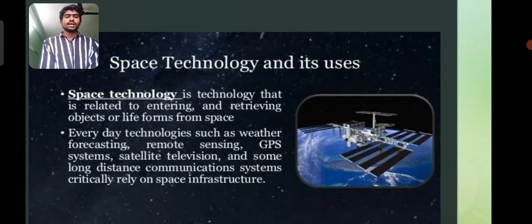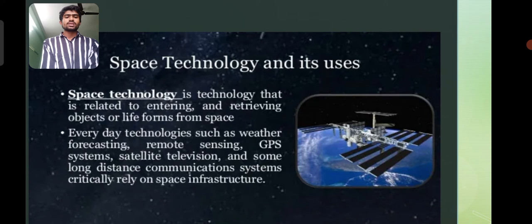And satellite television, where some TVs and mobile phones work with the help of satellite television. The signals from far distances come to the satellite, and it passes them to separate towers, and these televisions work with satellite television.